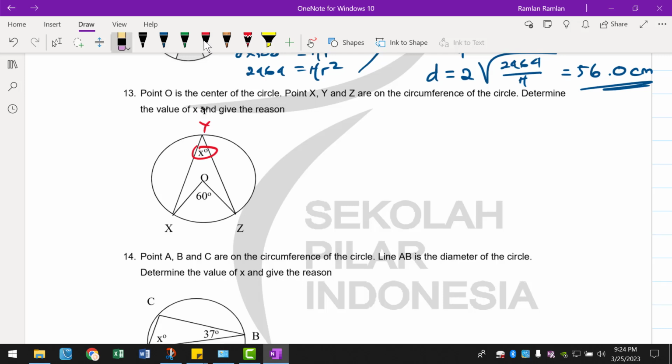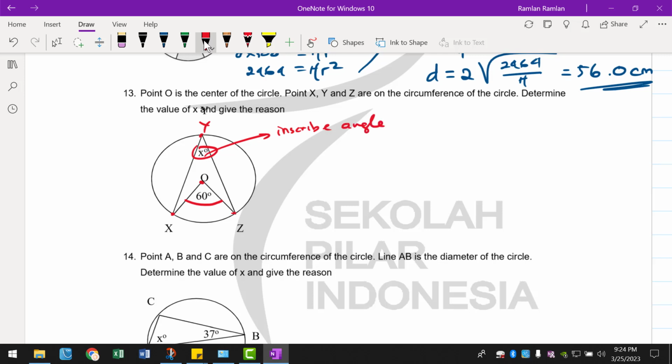Okay, so for this one, since we know that the point O here is the center point, this is what we call the center angle. And then if we draw two lines from these two points going to the circumference of the circle, like above that, this angle here is what we call the inscribed angle, right?